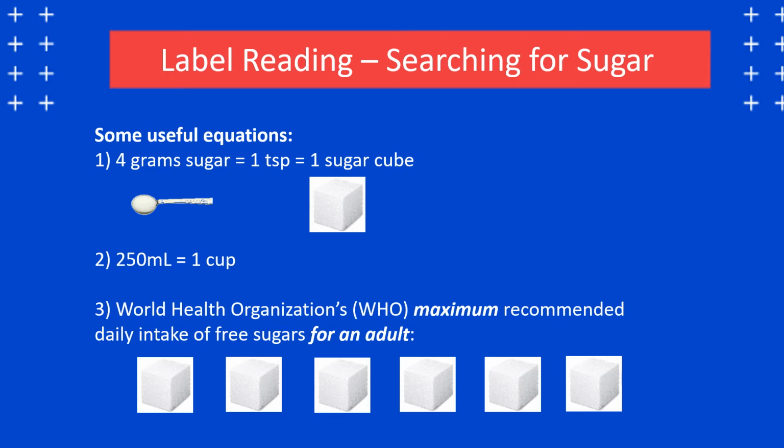And the World Health Organization's maximum recommended daily intake of free sugars for an adult is 6 teaspoons in a day. And that's free sugars for an adult. So for a child, it would be significantly less, depending on their age and body size, of course. And free sugars really just include all of the sugars added by manufacturers, as well as sugars found in honey, syrups, and fruit juices.